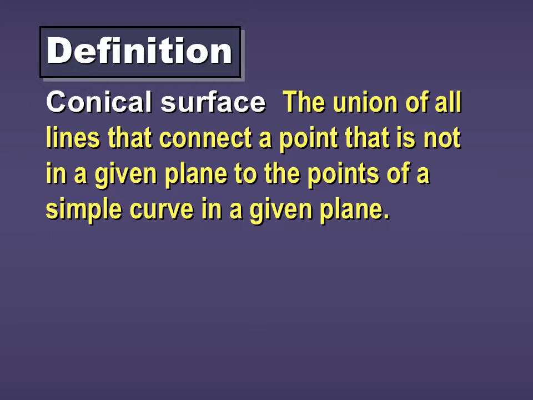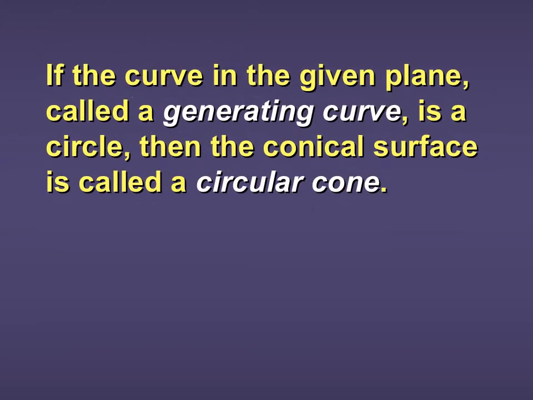All right, so first, what is a conical surface? That is the union of all lines that connect a point that is not in a given plane to the points of a simple curve in a given plane. So again, connecting a point to a plane. Connecting a point to a plane is a conical surface. The curve in the given plane, which we call the generating curve, is a circle. Then the conical surface is called a circular cone.